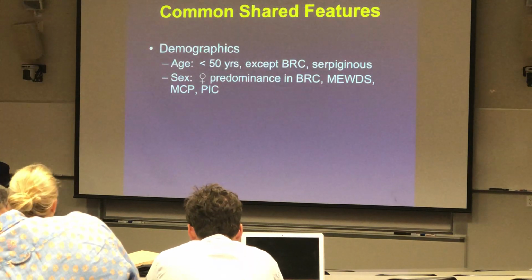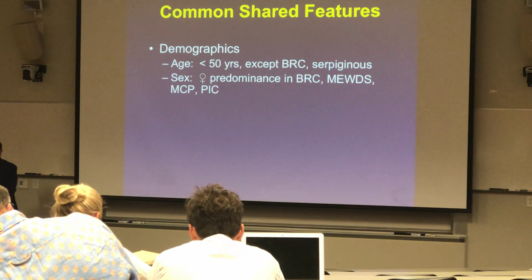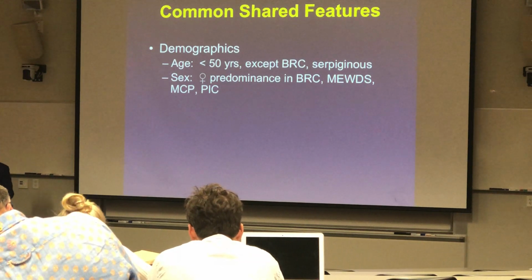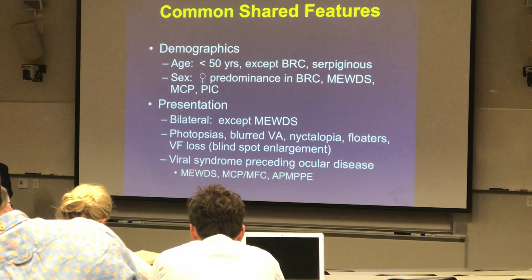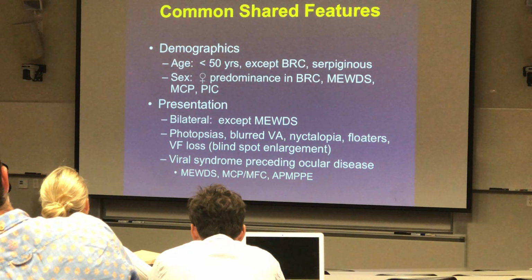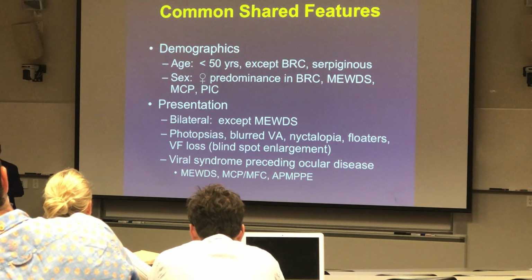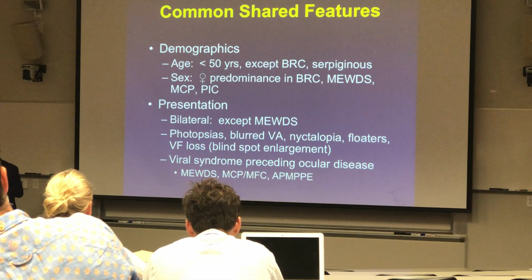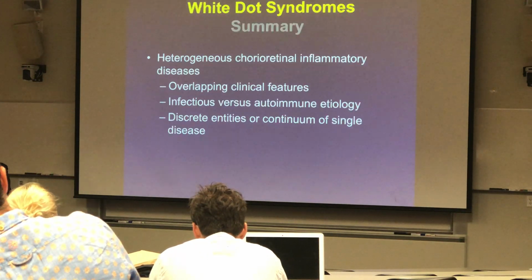Common shared features are that they're usually less than 50 years of age, except when it's Birdshot. In many of these entities, females tend to have a predominance, and most of them are bilateral except MUTE. So on your OKAP, if you have 4 choices asking which of the following is more likely to be unilateral versus bilateral, and one of the choices is MUTE, that should be the correct answer because it tends to be unilateral. A viral syndrome tends to go along with MUTE and also MPPE, so a lot of the patients have that condition before.